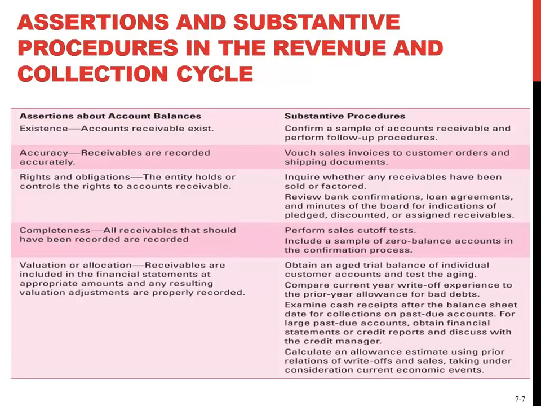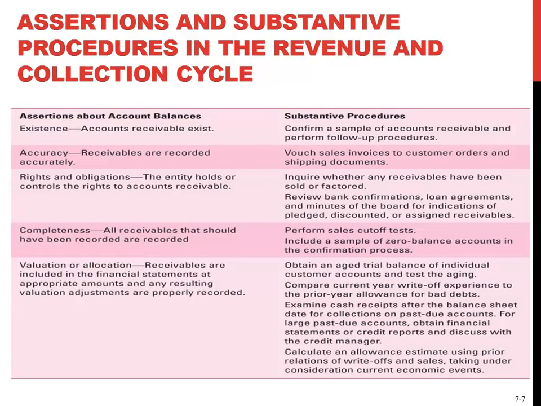Another thing you can do is include a sample of zero balances in your confirmation population. From your accounts receivable subledger, you could send a request to the customer asking them to confirm their account balance as of 12/31. And if the customer comes back and says, we owe $500, but the client is saying it's zero, that means you would follow up on that, and maybe the client forgot to record an accounts receivable.